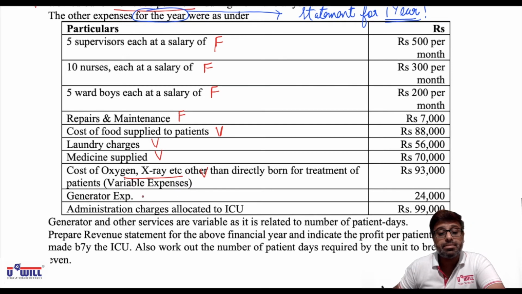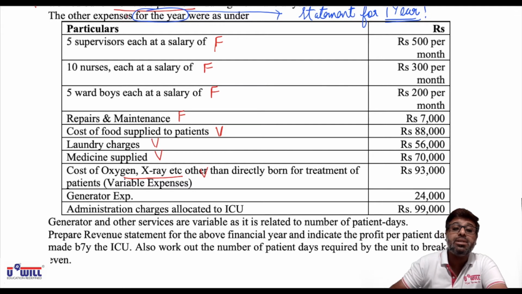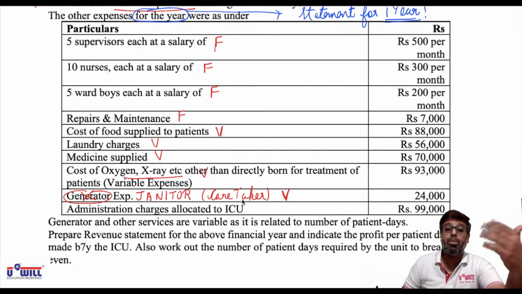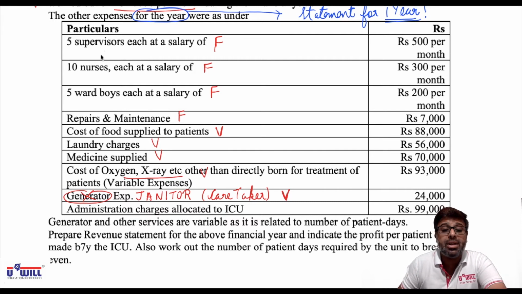Generator expenses, it should be janitor expenses. Make a correction, not generator, make it janitor. What are janitor expenses? Caretaker. Janitor means a caretaker. So caretaker is variable expense because caretaker is required only in exclusive cases when more patients are there. Otherwise, supervisors are already there, nurses are already there, ward boys are already there. Special caretaker would be appointed only when extra patients are required. So it's a variable expense. Administration charges allocated to ICU is a fixed cost.